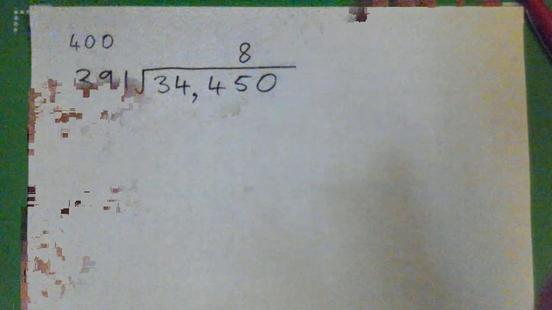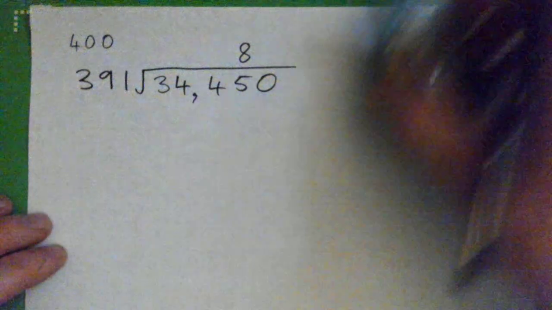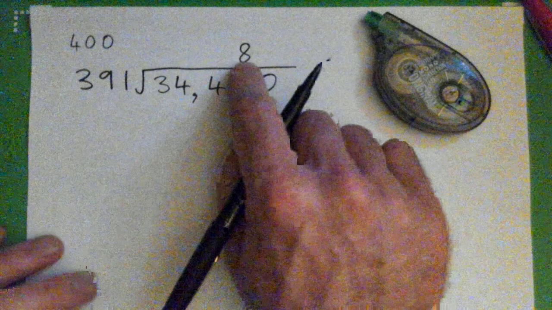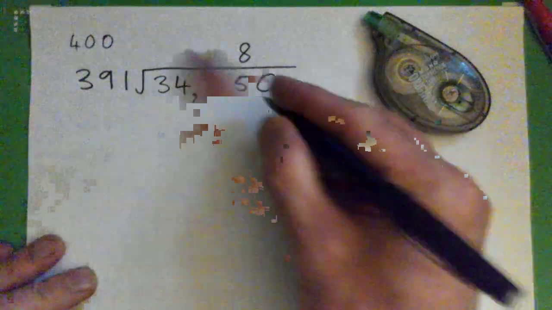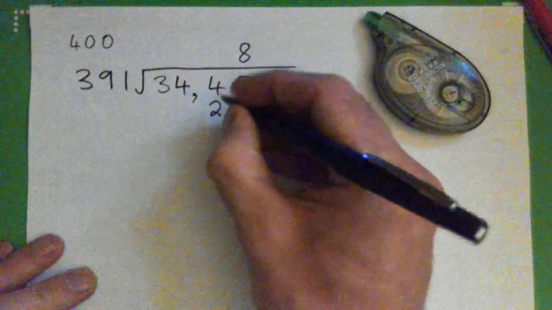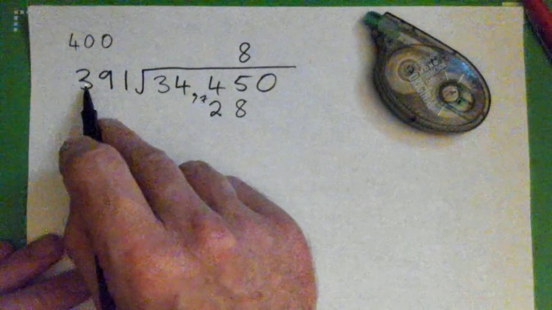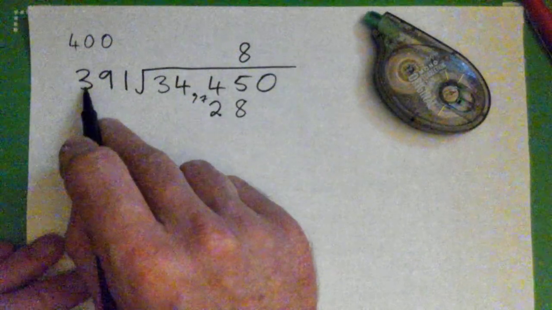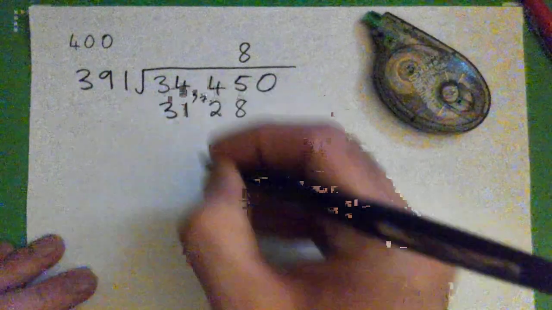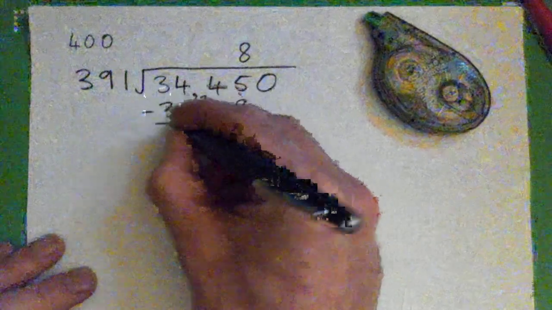Again, if it's too high or low, not a big deal. I've got white out. Y'all have an eraser. We'll just try again. But 8 times 1, 8. 8 times 9, 72. Carry 7 somewhere. 8 times 3, 24. Plus 7, 31. Right? And now subtract.